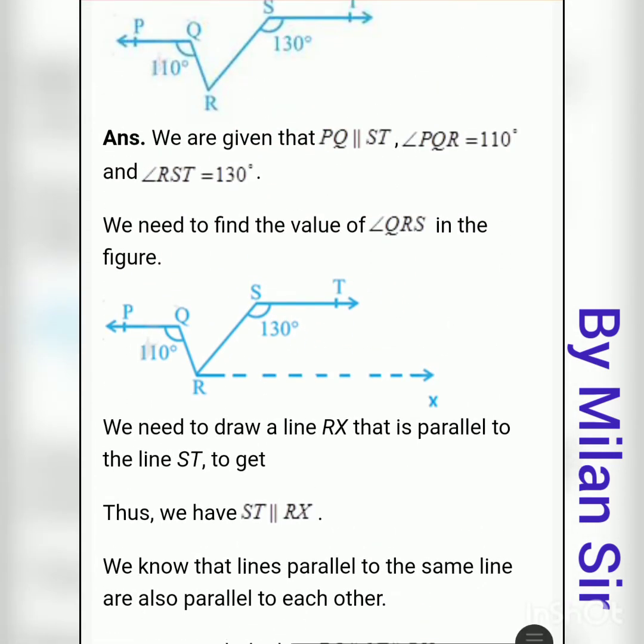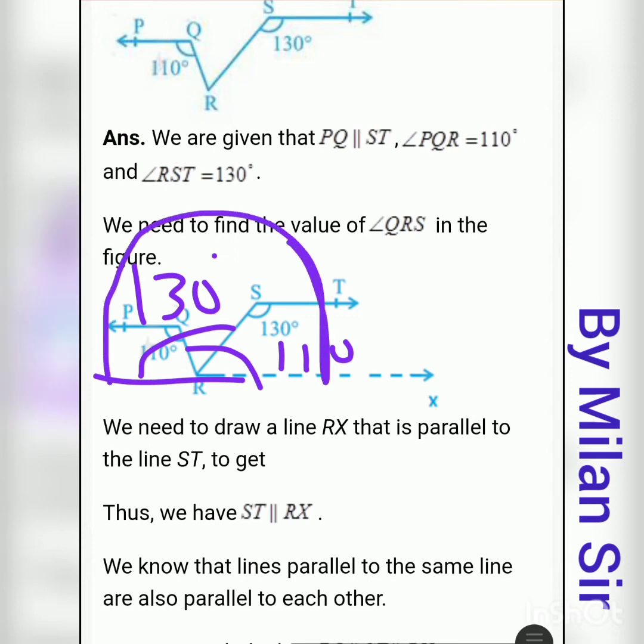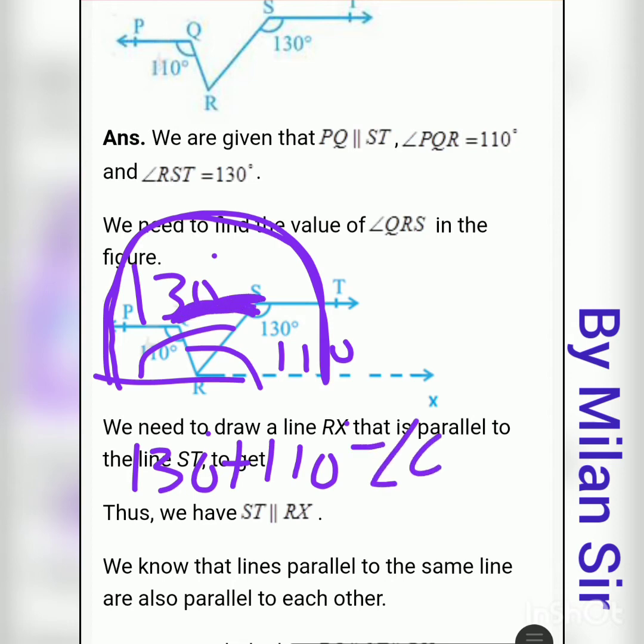In the first way, this angle is 110 and this is 130. Now if we add the angles and think about the whole angle, 130 plus 110, angle QRS comes 2 times, right? So one time we need to subtract, and this full angle is equal to 180 degrees. Okay, this is the first way.